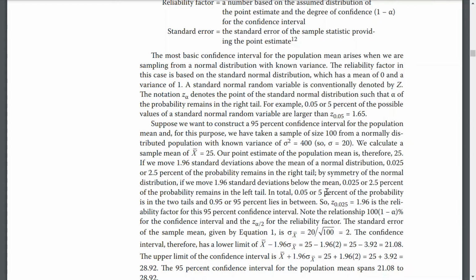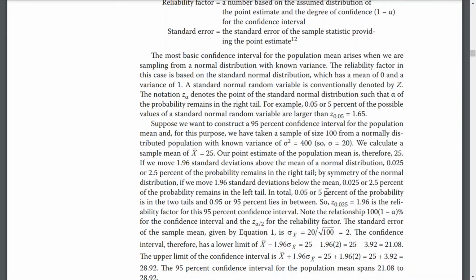Suppose we want to construct a 95% confidence interval for the population mean, and for this purpose we have taken a sample of size 100 from a normally distributed population with known variance of sigma squared equals 400, so sigma equals 20. We calculate a sample mean of x bar equals 25. Our point estimate of the population mean is therefore 25.